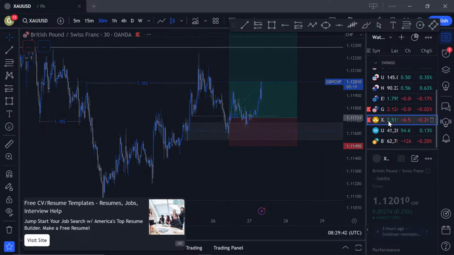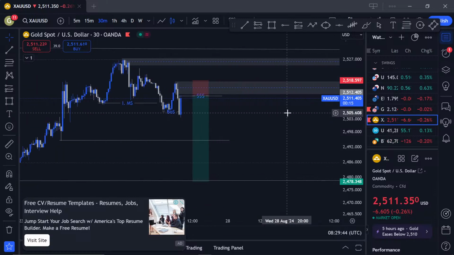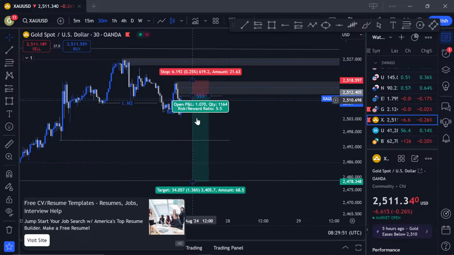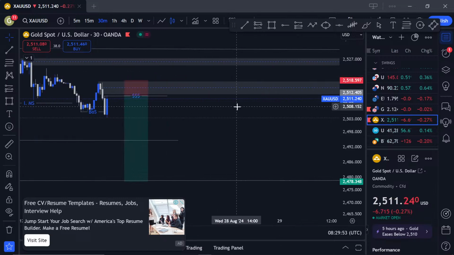So let's wait for gold to also give us the reaction we are looking for. So gold hasn't quite given it to us, but we want gold to actually get into this box or just tap it and then give us a bearish close, so we'll take our trade. So gold didn't do that. So that is simply all about this live stream.